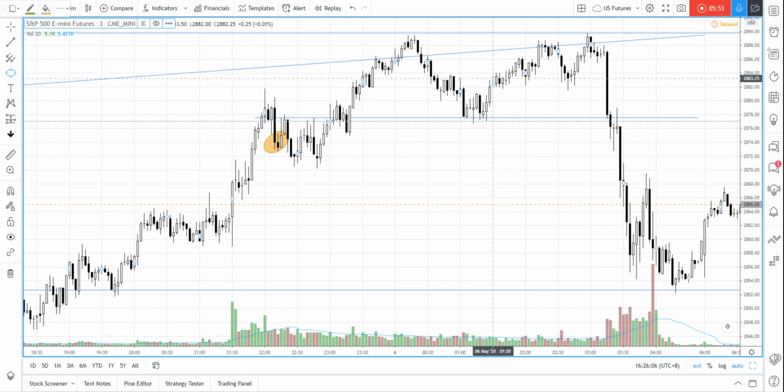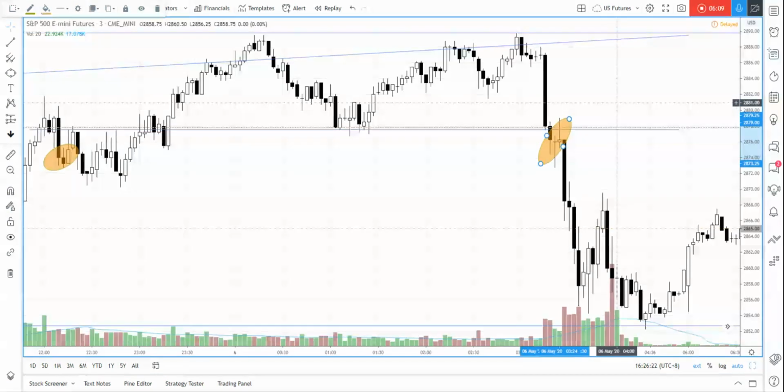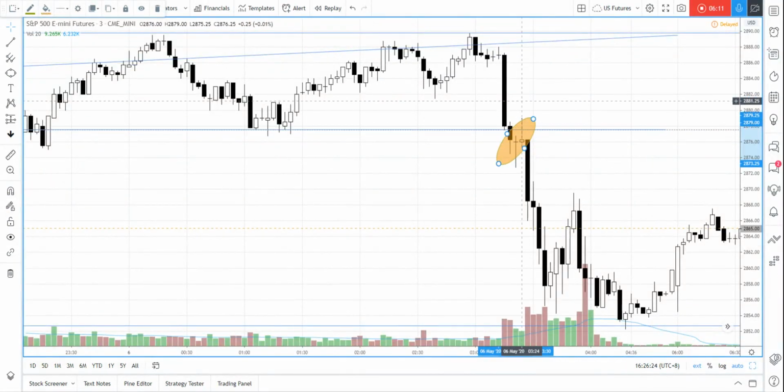So I think this is really a textbook style for me to initiate a short entry. The wick rally up didn't manage to overcome this support-turned-resistance level. And you see, if you want, you can base it on the rejection bar or the pin bar, or shooting star, or whatever you would like to call the formation. So this is quite a nice short entry just right after this rejection here.